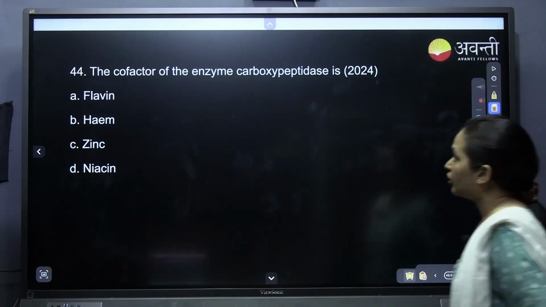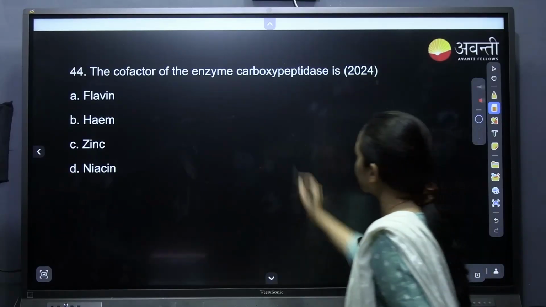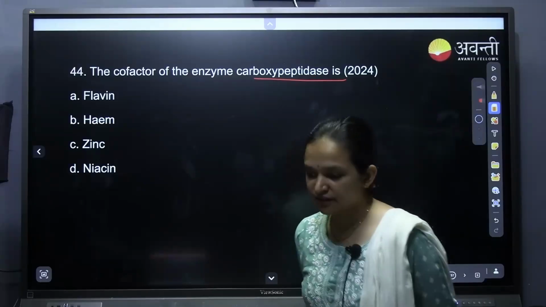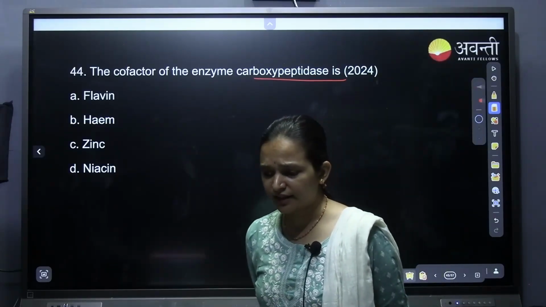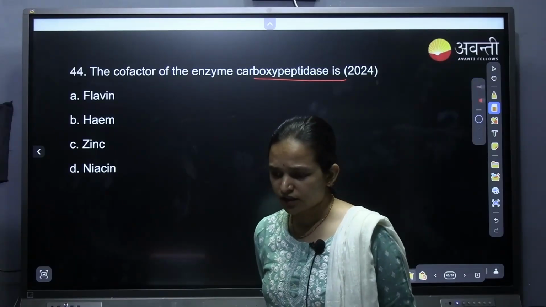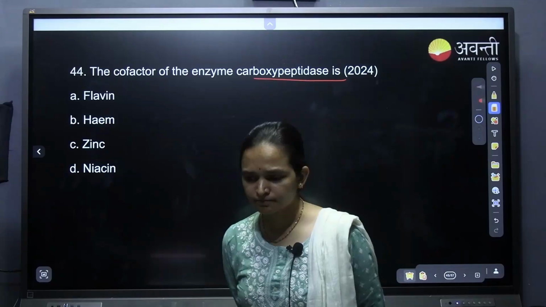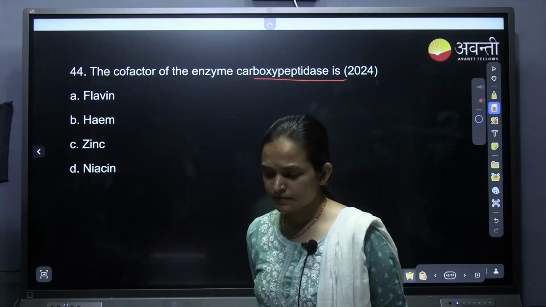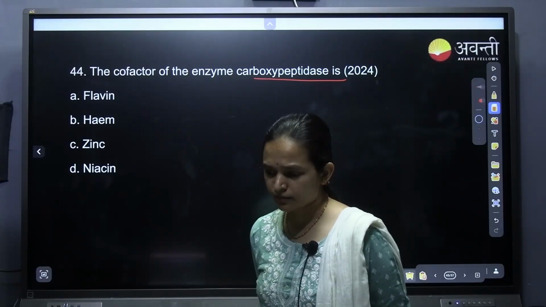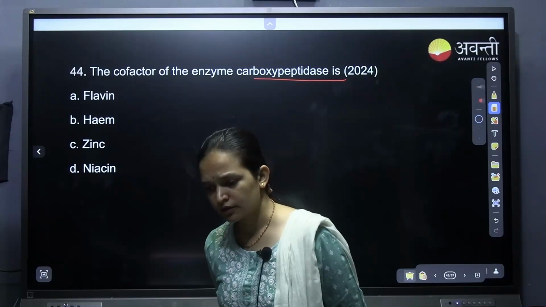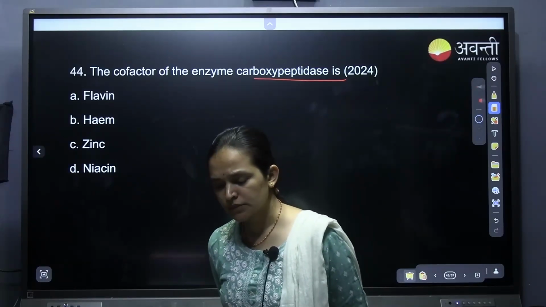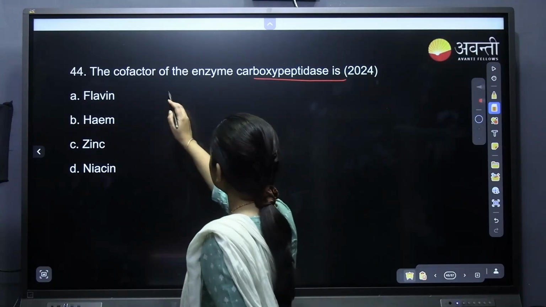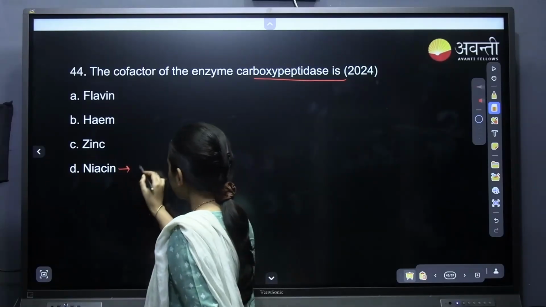The cofactor of the enzyme carboxypeptidase. Tell me, which is the cofactor of the carboxypeptidase enzyme? It is given in the NCERT. Directly the line is given. The last topic. Tell me, children. Option B. No, niacin. No, actually, niacin is a coenzyme.